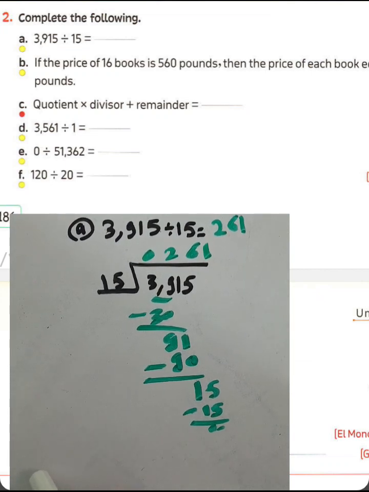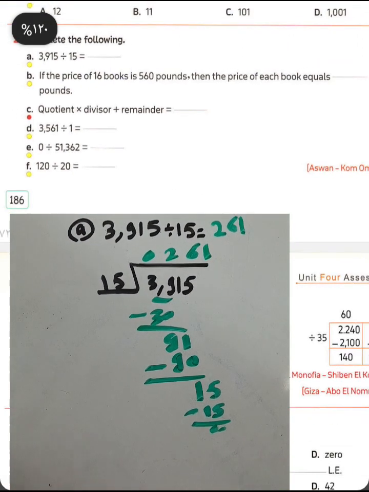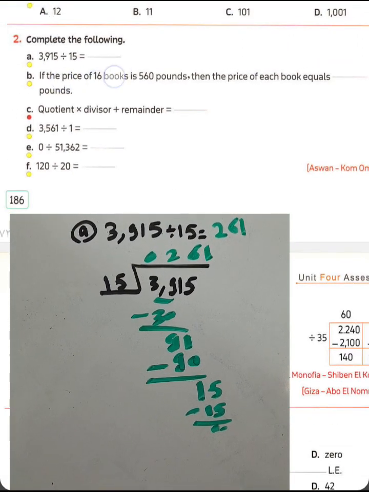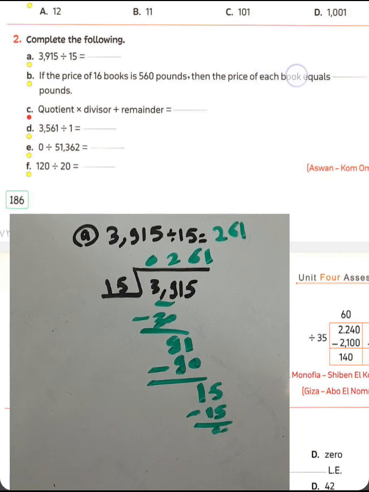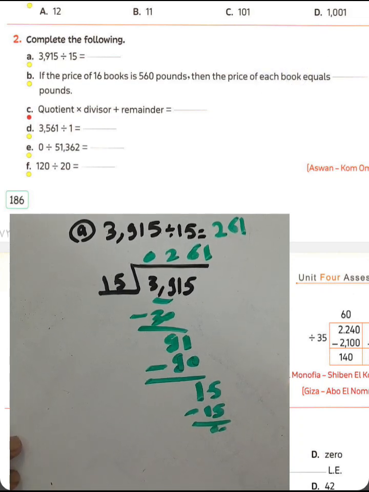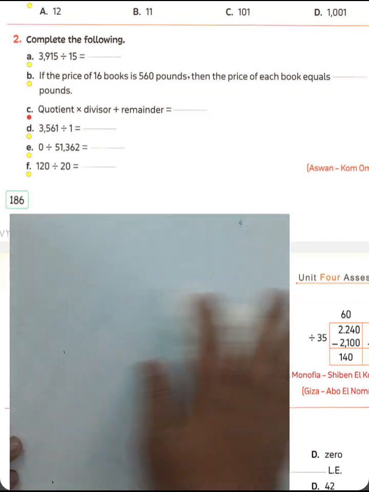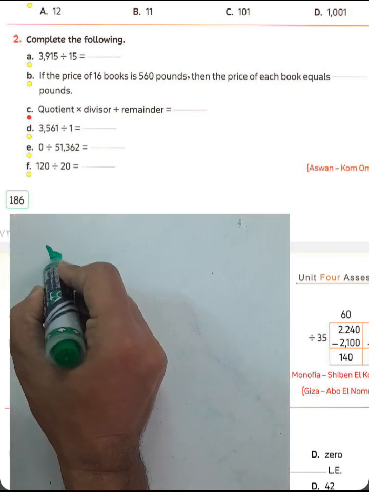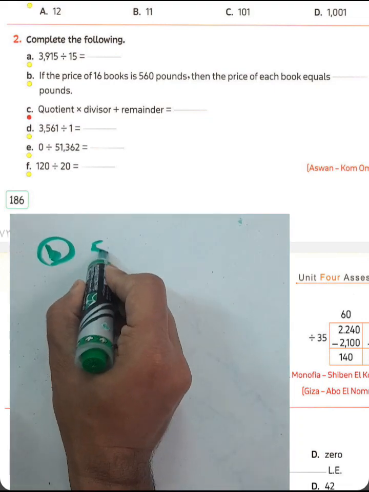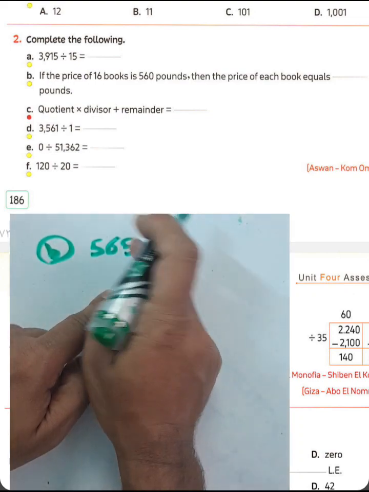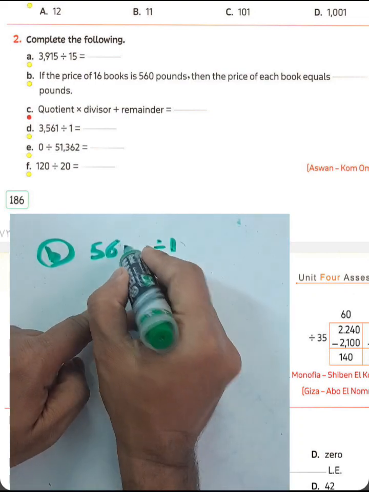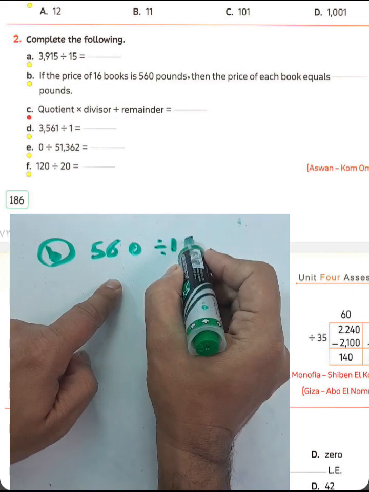Next question, letter B. If the price of 16 boxes is 560 pounds, then the price of each box equals blank. We can find the price of each box by using long division between two numbers. Here, look at the steps with me about letter B. Long division, 560 divided by 16.